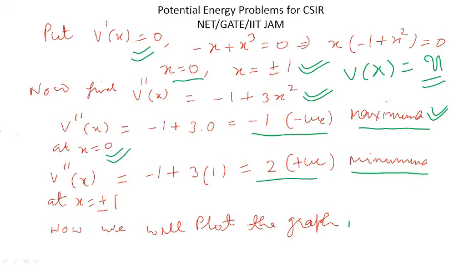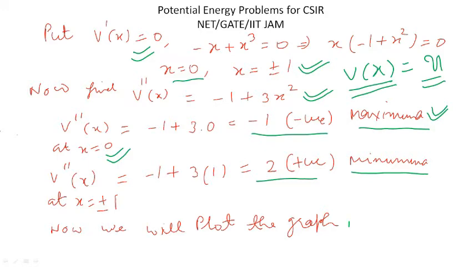Similarly, when you take x equal to plus minus 1, your V double dash x comes out to be positive, so it will be a minimum point. So in the given function V(x), you put x equal to plus minus 1, and whatever values of V(x) you obtain, you select those points in the V(x) position graph, right?